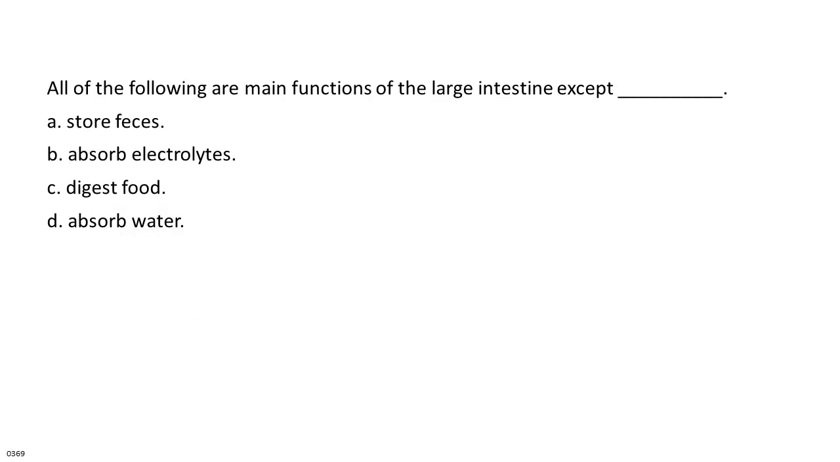All of the following are main functions of the large intestine except ___. A. Store feces. B. Absorb electrolytes. C. Digest food. D. Absorb water.